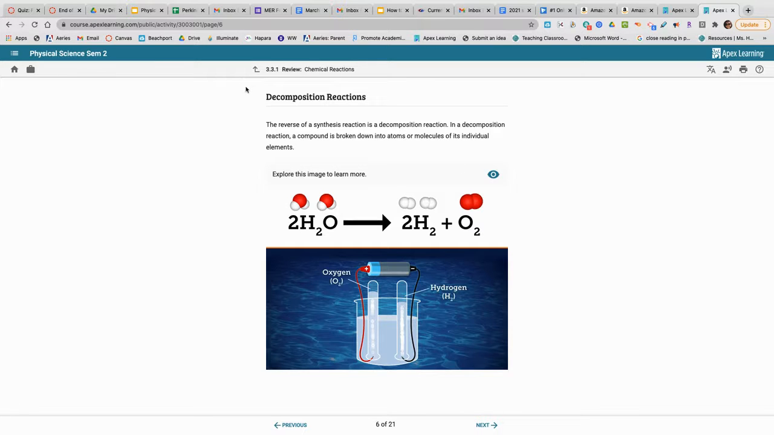The next kind of reaction is a decomposition reaction. Decomposition is literally the opposite of a synthesis reaction. It's the reverse, where you take one thing and in the reaction you break it up into its component parts. So here we have water breaking up into hydrogen and oxygen. This process is called hydrolysis. And to make it happen, you actually have to run electricity through the water to get the oxygen and the hydrogen to separate.